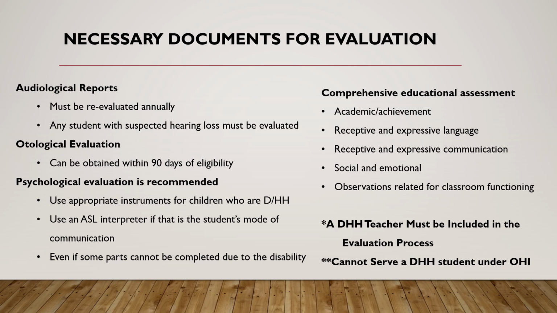as well as observations of the classroom functioning. And these need to be done with specific attention paid to how the child's hearing loss affects their relationships with peers, how they are able to function in the classroom, just to see specifically how the hearing loss affects them. A deaf and hard of hearing teacher must be included as part of the evaluation process. So as soon as you identify a student as potentially having a hearing loss, you get the audiological evaluation and you get in touch with the deaf and hard of hearing teacher to guide you through the process and to make sure that everything is accommodated to the child's needs.